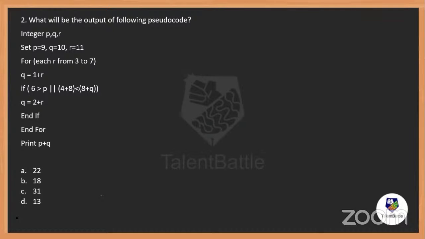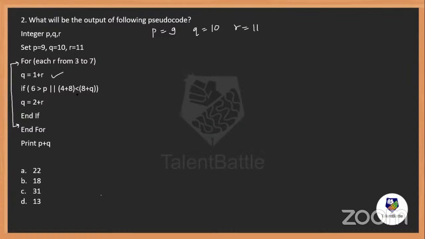What will be the output of the following pseudocode? Again, integer P, Q, R. The value of P is given to us, that is 9, value of Q is 10, and value of R is 11. Now there is a loop for each R from 3 to 7. Now the meaning of this statement is you have to iterate the statements which are part of the loop. Means you can see the scope of the loop is starting from this point to this point. And inside the for loop, there is one statement to execute.